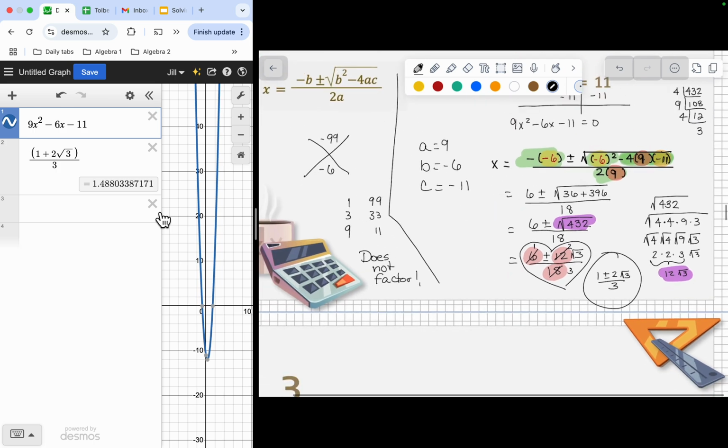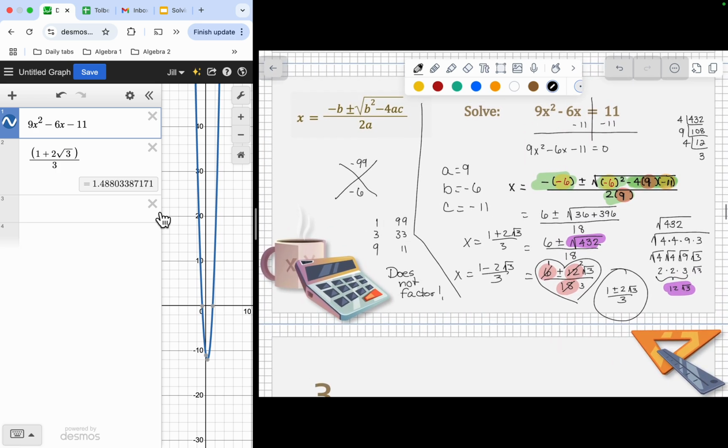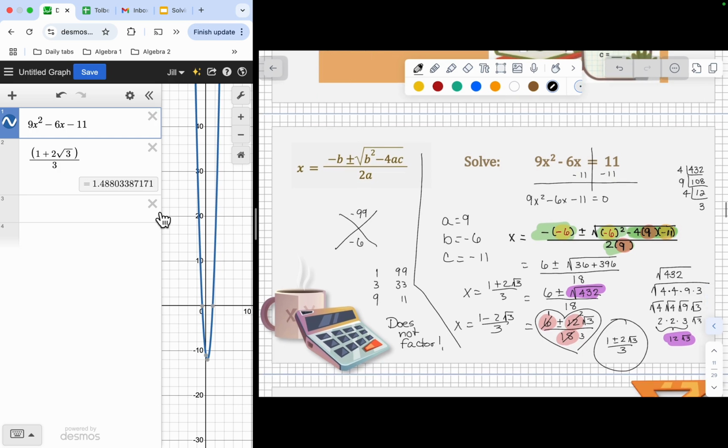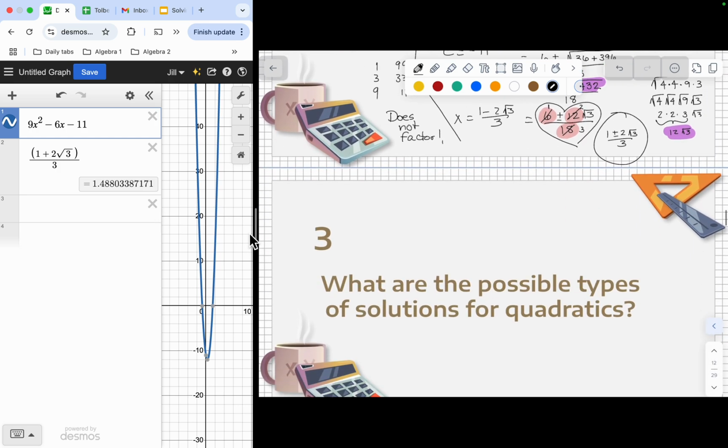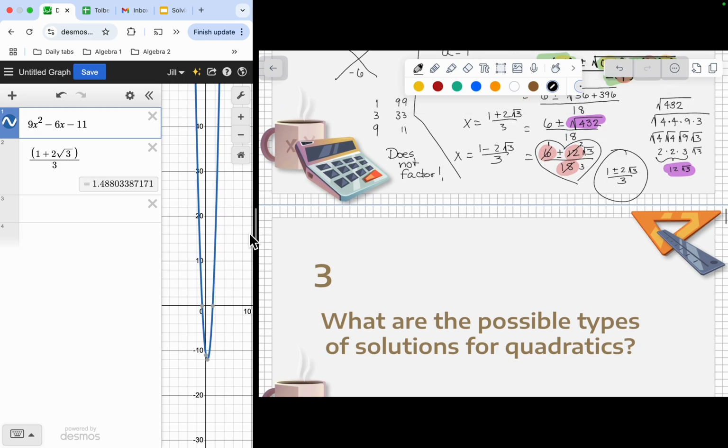So your zeros would be, one zero would be 1 plus 2 root 3 over 3, and the other zero would be 1 minus 2 root 3 over 3. And that's how you solve a quadratic function when your quadratic does not factor. And stay tuned for video 3, which is going to go through the possible solution types of quadratics.